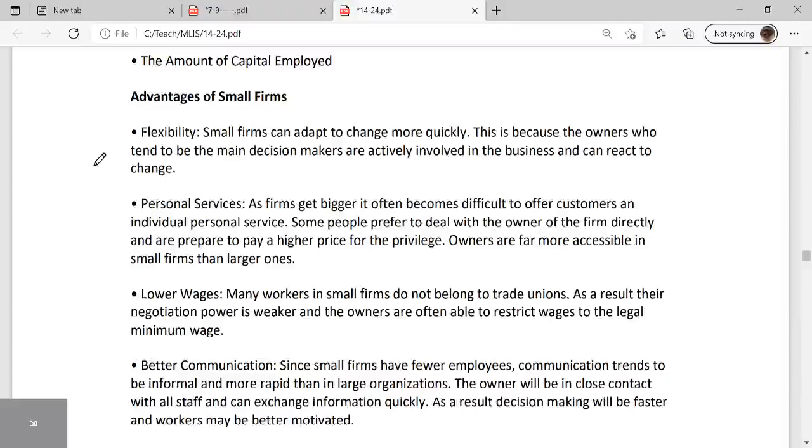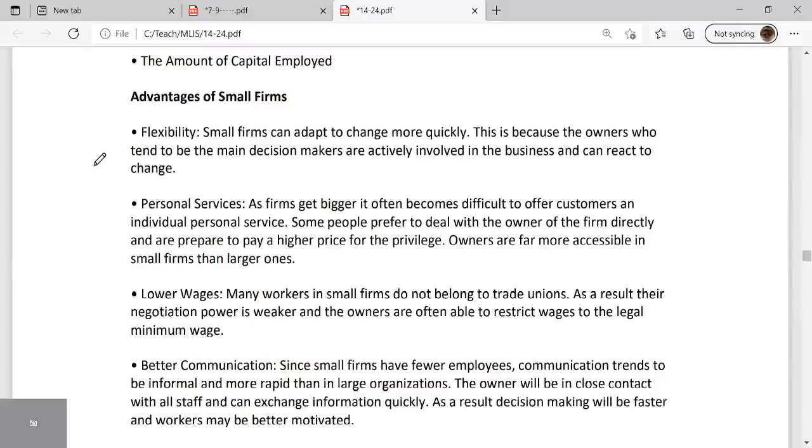Then we have personal services. This is usually possible for small firms, because large firms are so large and they have so many customers that they fail to entertain the customers with personal services. Whereas with small firms, you'll find that even the owners are directly involved in providing services. So that's why they can provide personal services. Then we have lower wages. Small firms usually pay lower wages, whereas large firms cannot pay that.